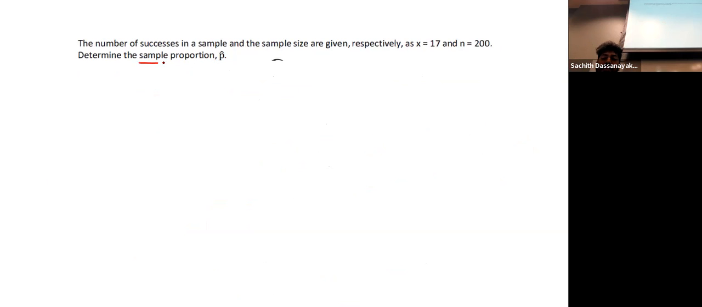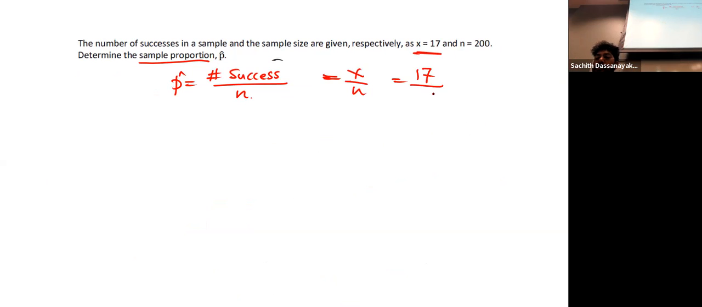Sample proportion, this is chapter 11. So how do you calculate the p hat? It is the number of successes divided by the total, n. You can rewrite it as x over n. Here x equals 17 and n equals 200, so you can get the answer.